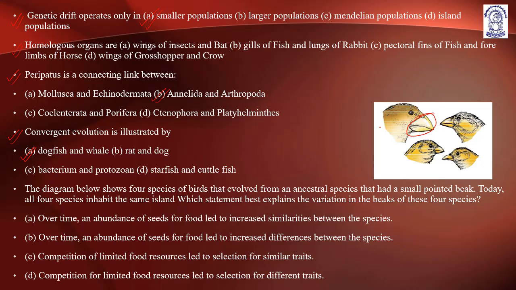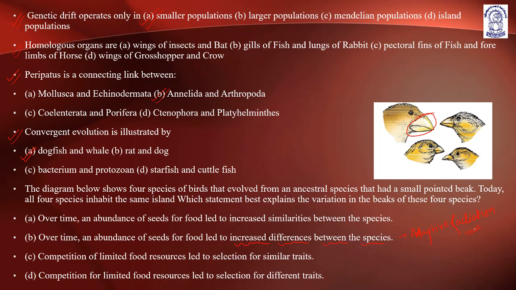Over time, an abundance of seeds for food led to increased similarities. The option is wrong, increased similarities, no. Over time, an abundance of seeds for food led to increased differences between the species. This can be a part of Darwin's finches, right? So these differences between the species are because of adaptive radiation, right? Adaptive radiation.